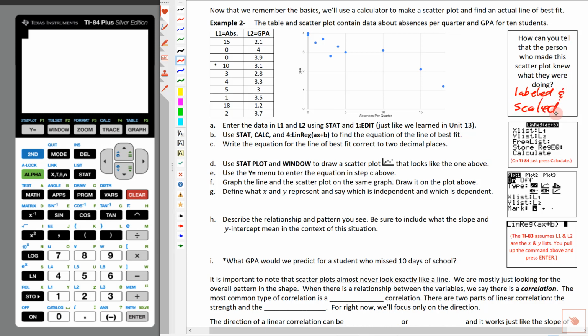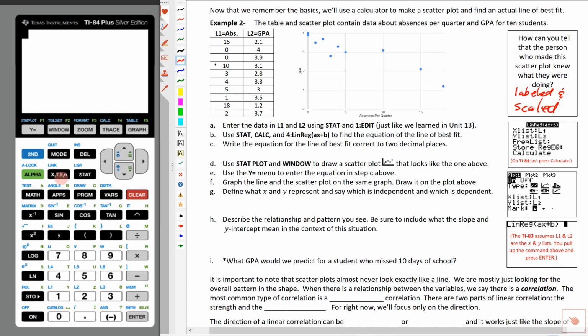Always a good idea to label and scale your axes, okay? And then what we're going to do here is we're going to actually enter this data into the calculator. We're going to enter it into L1 and L2 using the stat and then edit, just like we learned in Unit 13. Now, I've got the calculator up over here so that we can go ahead and throw those in.